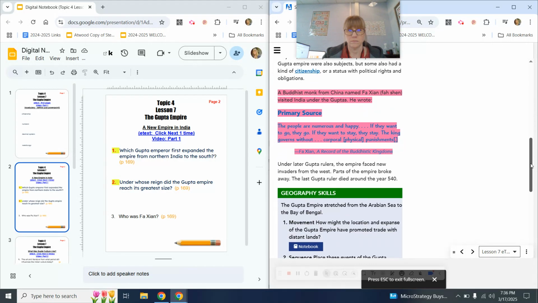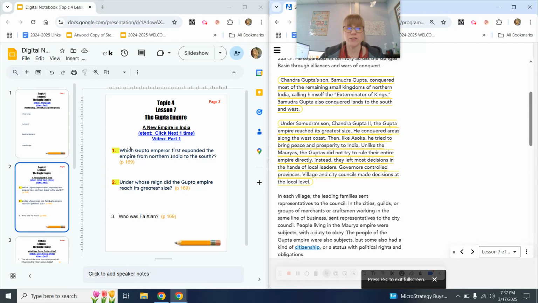A Buddhist monk from China named Fa Hien visited India under the Guptas. He wrote, primary source: The people are numerous and happy. If they want to go, they go. If they want to stay, they stay. The king governs without corporal, physical punishments. Fa Hien, A Record of the Buddhistic Kingdoms. Under later Gupta rulers, the empire faced new invaders from the west. Parts of the empire broke away. The last Gupta ruler died around the year 540.